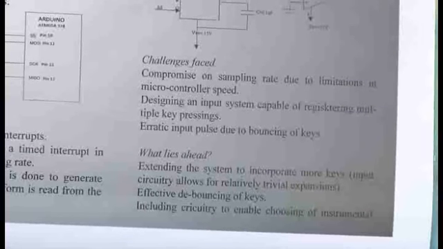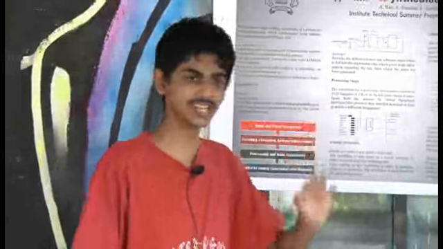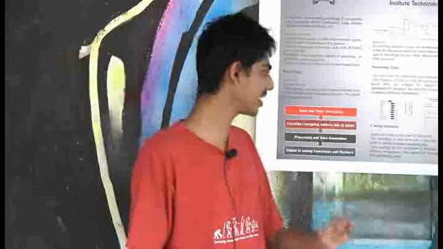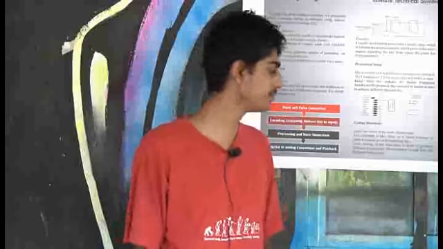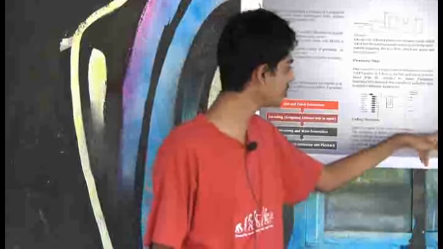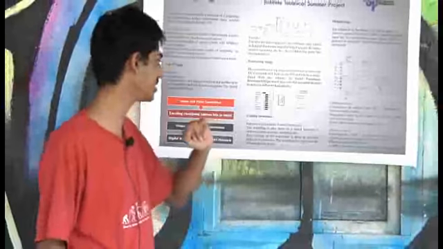This noise can severely affect the performance of the instrument, and in order to reduce that noise, we have introduced something known as debouncing circuitry. Debouncing circuitry has been introduced for each of the keys in the synthesizer in order to reduce this noise. However, we have not been completely successful in eradicating it.